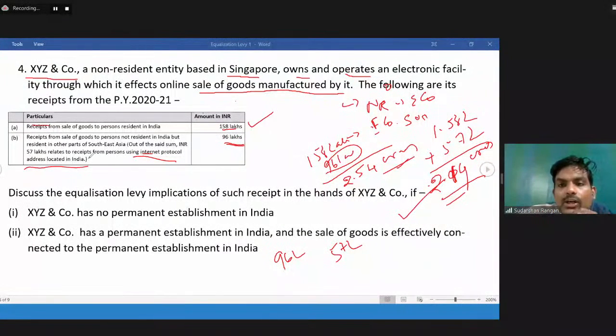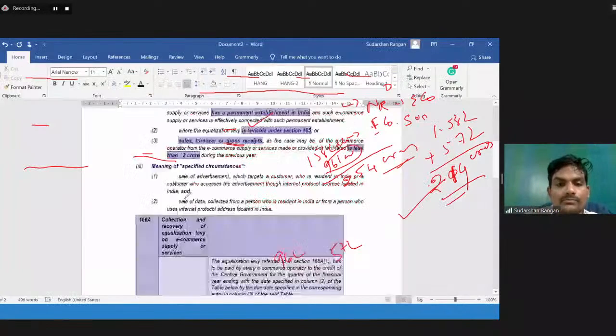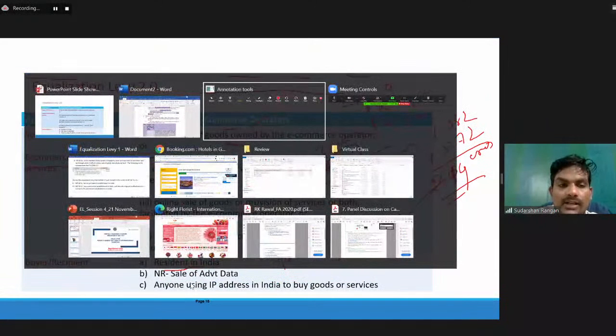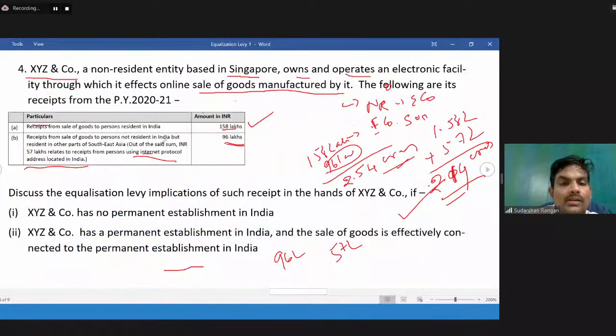So non-resident e-commerce operator satisfied. And he should make an e-commerce supply of goods or services. That is also satisfied because he's selling goods to a person resident in India, squarely covered. Person resident in India is covered. Any person, the buyer is a resident in India, covered. The next part to that question says, persons not resident in India. So they are non-resident buyers. So you will tend to exclude this 96 lakhs.